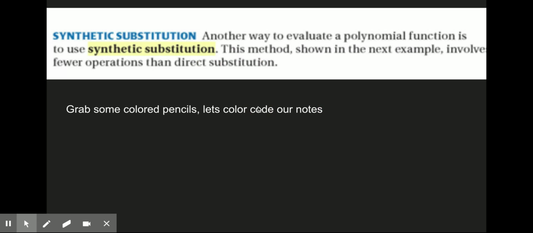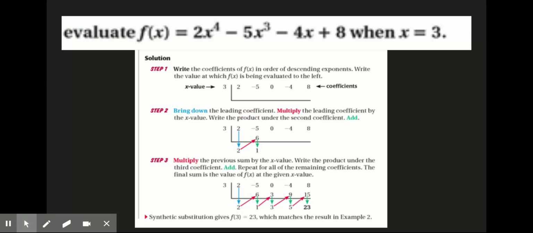All right. So what can we do to make this a little bit faster? We're going to learn about synthetic substitution today. One thing that I clearly encourage here: I recommend you color code your notes, because when you do, it just makes it a little bit easier to look at. All right, so let's go with the same thing that we were evaluating.